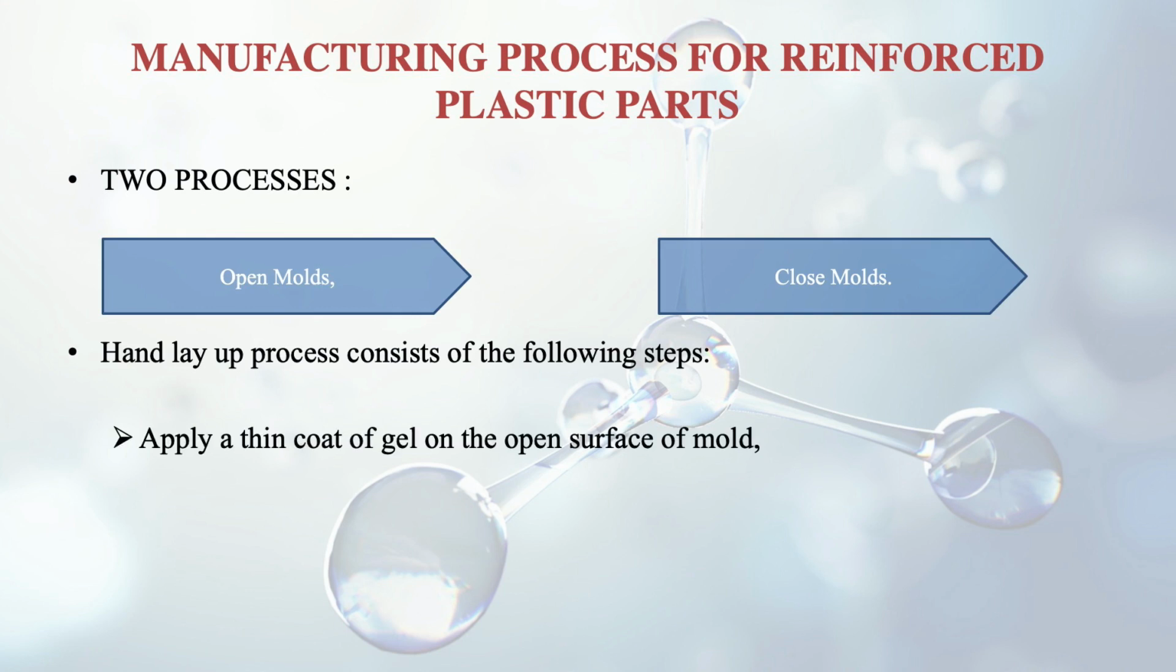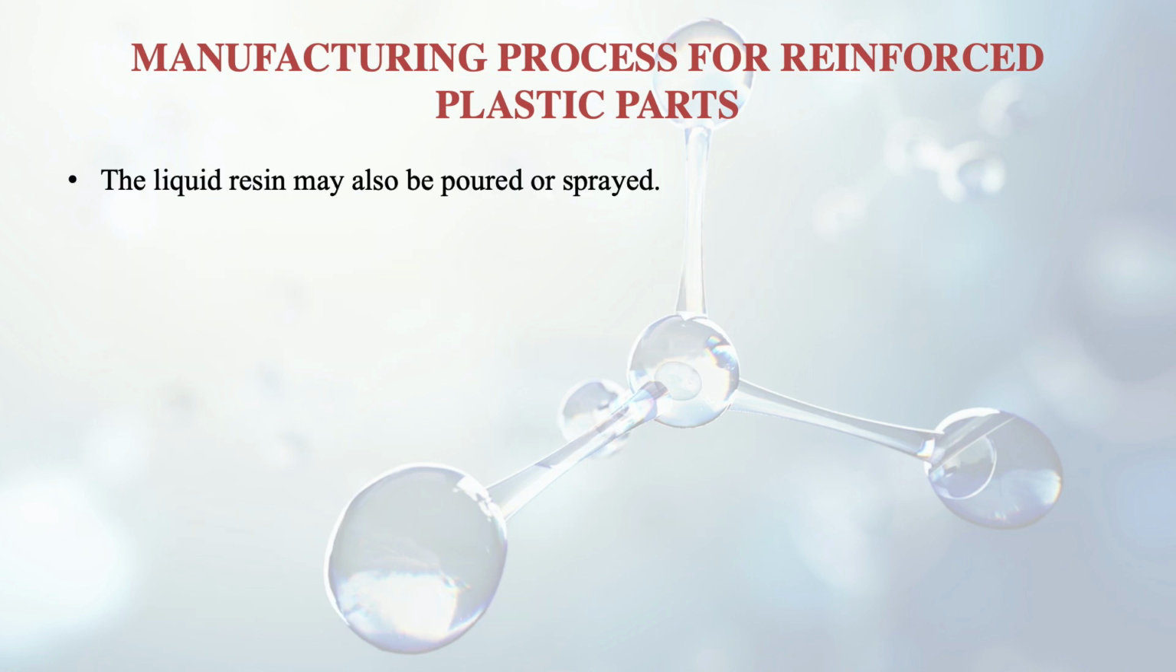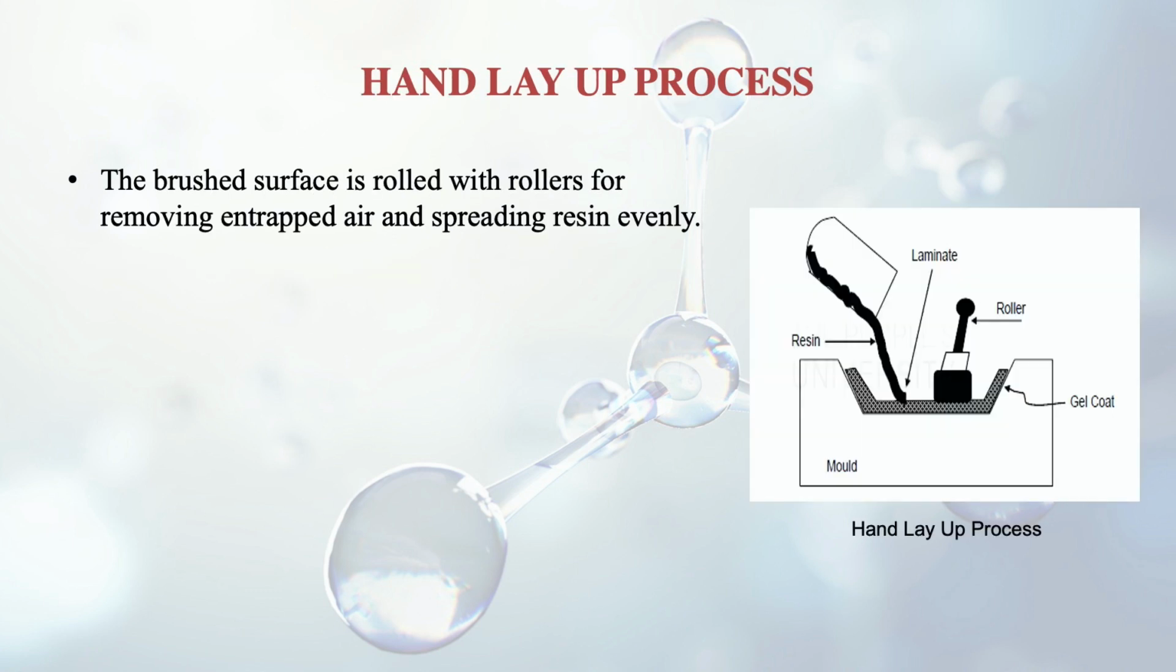We apply a thin coat of gel on the open surface of the mold. Then we lay fiberglass cloth or mat on the gel coated mold. Further, brushing the matrix resin on the fibers is done, and then the liquid resin is poured or sprayed. Then finally the accelerators and the catalysts are added to the resin before pouring. Further, the surface is rolled with rollers for removing entrapped air and spreading the resin evenly.